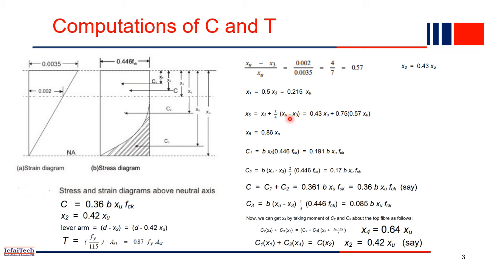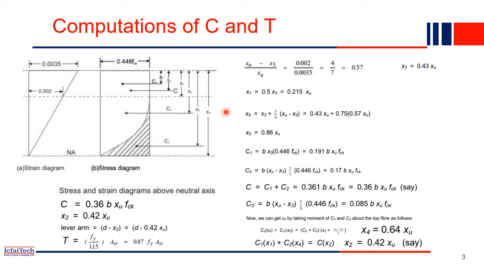So that's 3/4 times. This portion from here to here is 3/4 times the entire length from here to here. Okay, so from here you will get the value of x5. If you simplify this expression, you will get x5 is 0.86 xu. Okay, so now we computed x1, x3, x5. These three values we computed. Now we have to compute x2 and x4, these two values.